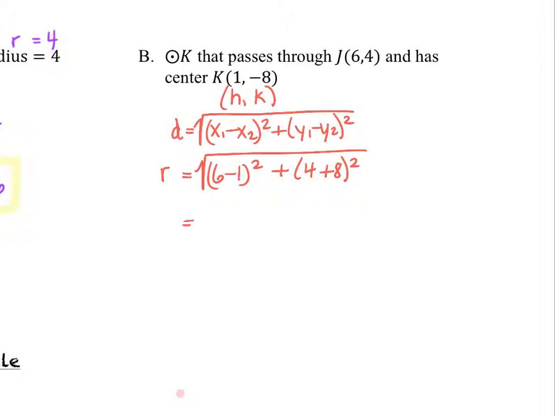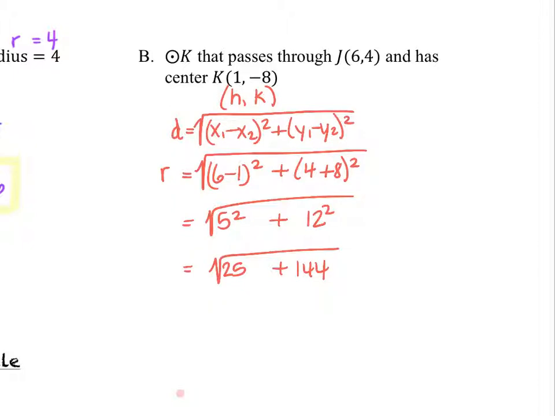So let's continue to do the math. We have 5 squared plus 12 squared. We're going to add those two together, so we have 25 plus 144, which gives us 169, which happens to be, very conveniently I might add, a perfect square. So r is equal to 13.